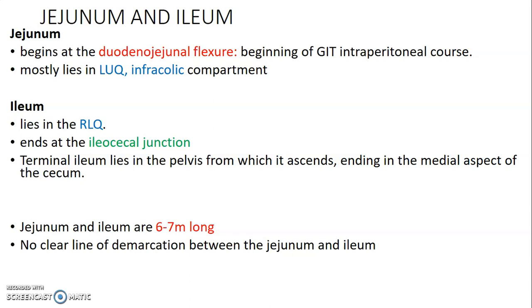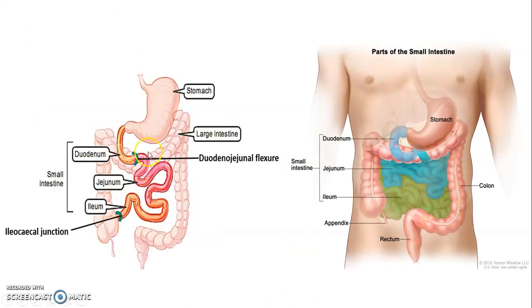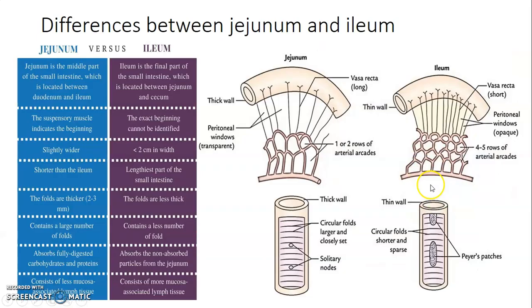The jejunum and the ileum together are 6 to 7 meters long, and really there's no clear line that demarcates between jejunum and ileum. So this is the duodenum, C-shaped. From there, the red or pink is the jejunum, then the rest is the ileum. At the ileocecal junction, before you get to the cecum, there is the appendix. You can appreciate this is the duodenum, jejunum, then ileum. So blue is showing you the small intestines.